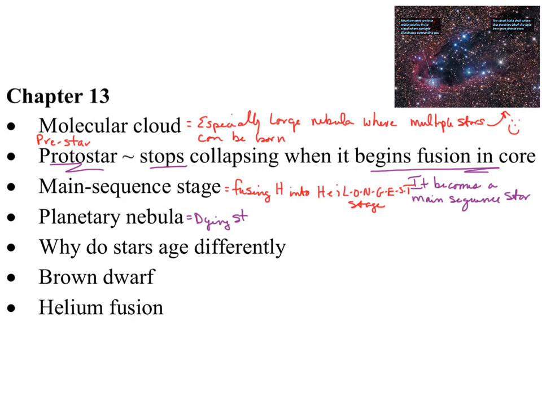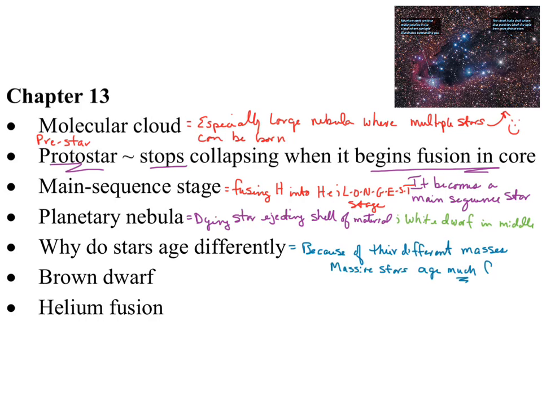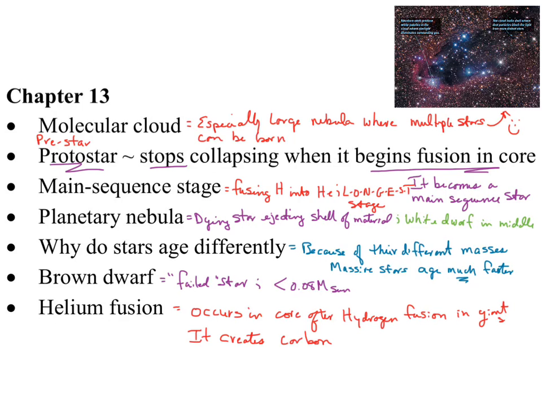A planetary nebula is the shell of material that a relatively low mass star ejects as it's dying. At the center of a planetary nebula is a white dwarf. Why do stars age differently? It's all about mass. The more massive the star, the faster it lives its life. A brown dwarf is a failed star. It's less than 0.08 solar masses. Helium fusion is the type of fusion that begins after hydrogen fusion, and helium fuses to create carbon.